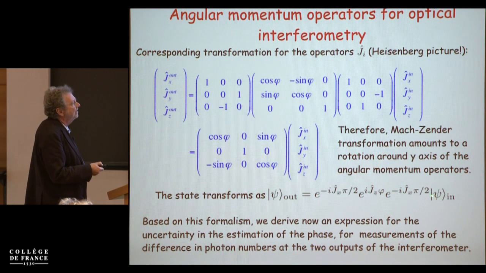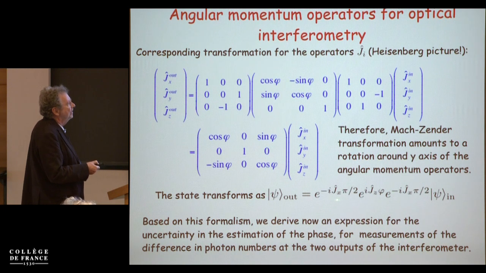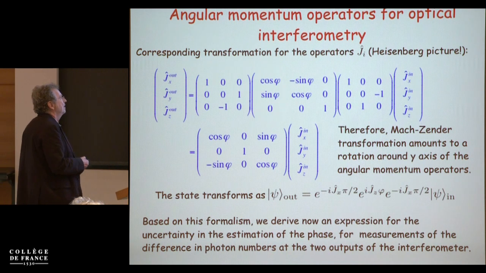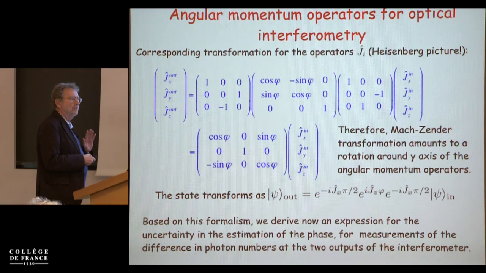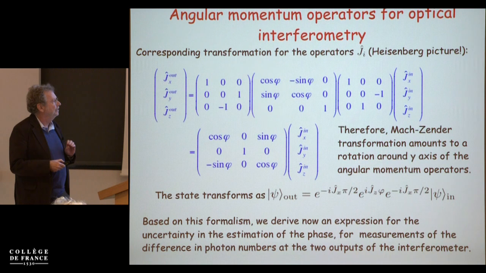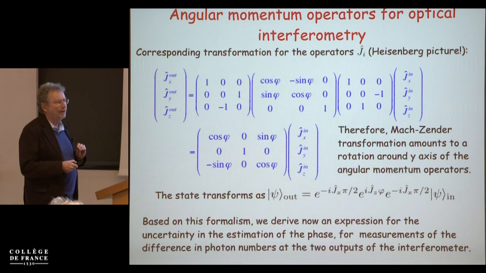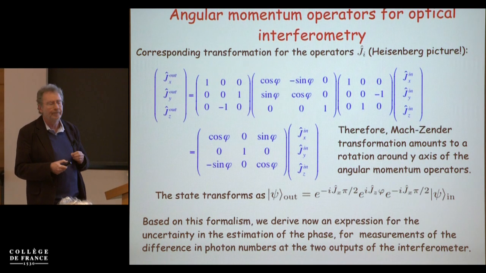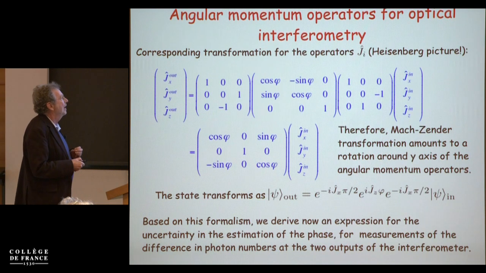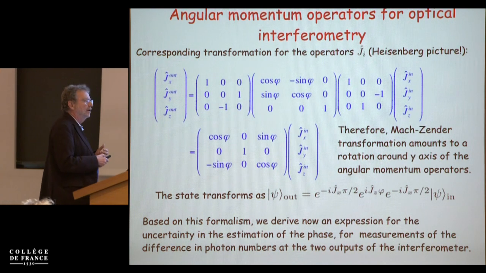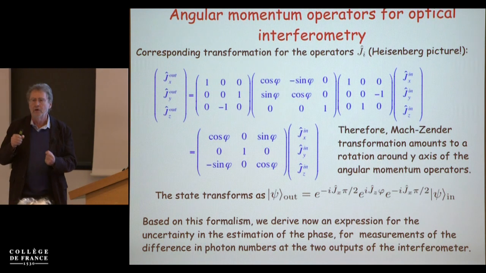So you see that's the incoming state of the field. We apply the first rotation, then the dephasing, then the second rotation, and you get the outgoing state. So this is the basic formalism we are going to use. And based on it, we are going to derive now an expression for the uncertainty in the estimation of the phase for measurements of the difference in photon numbers at the two outputs of the interferometer.